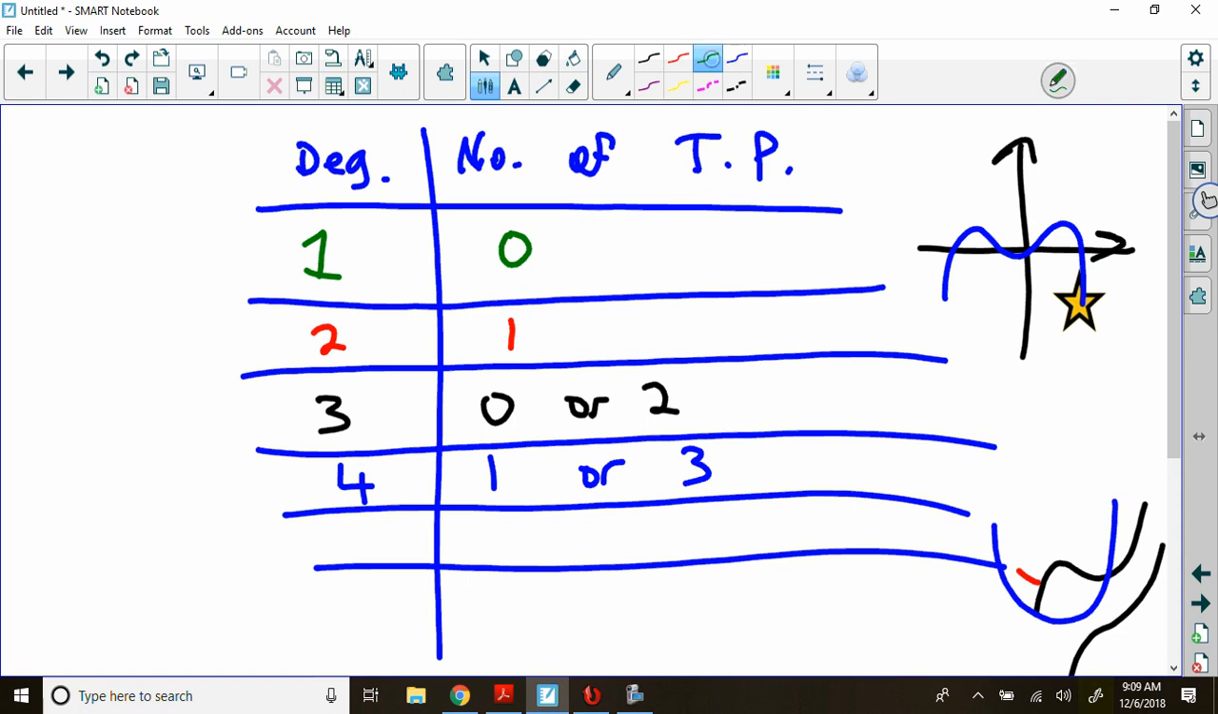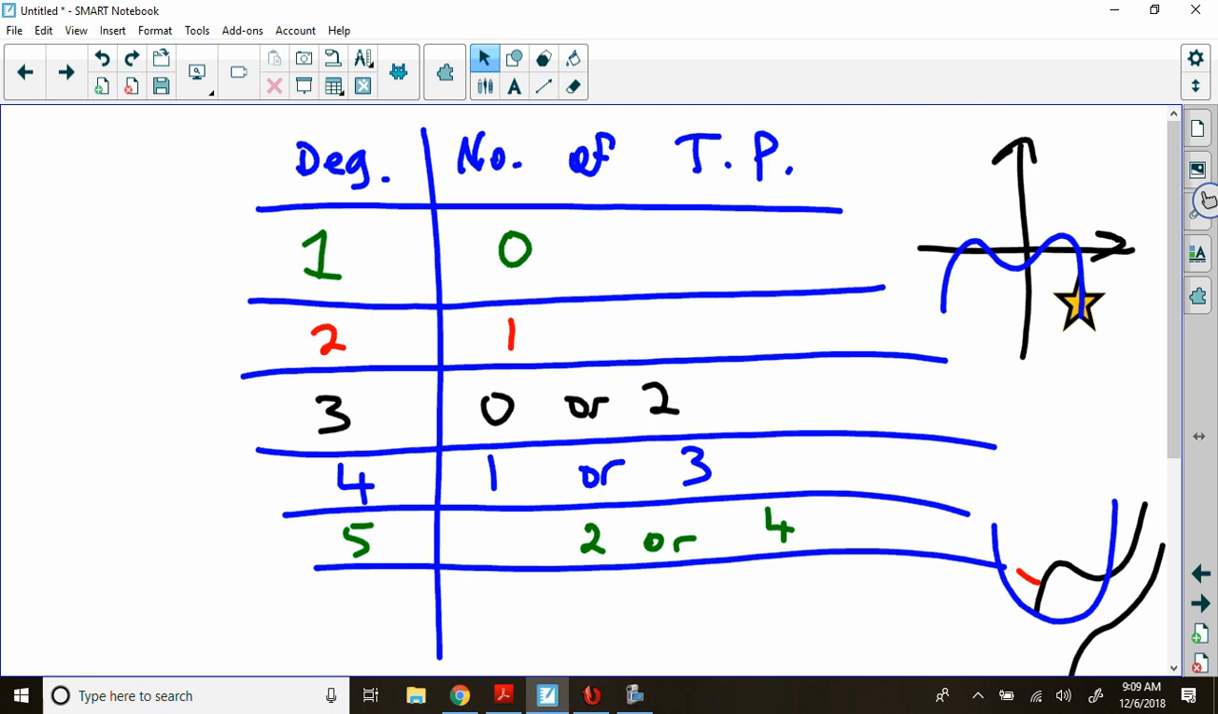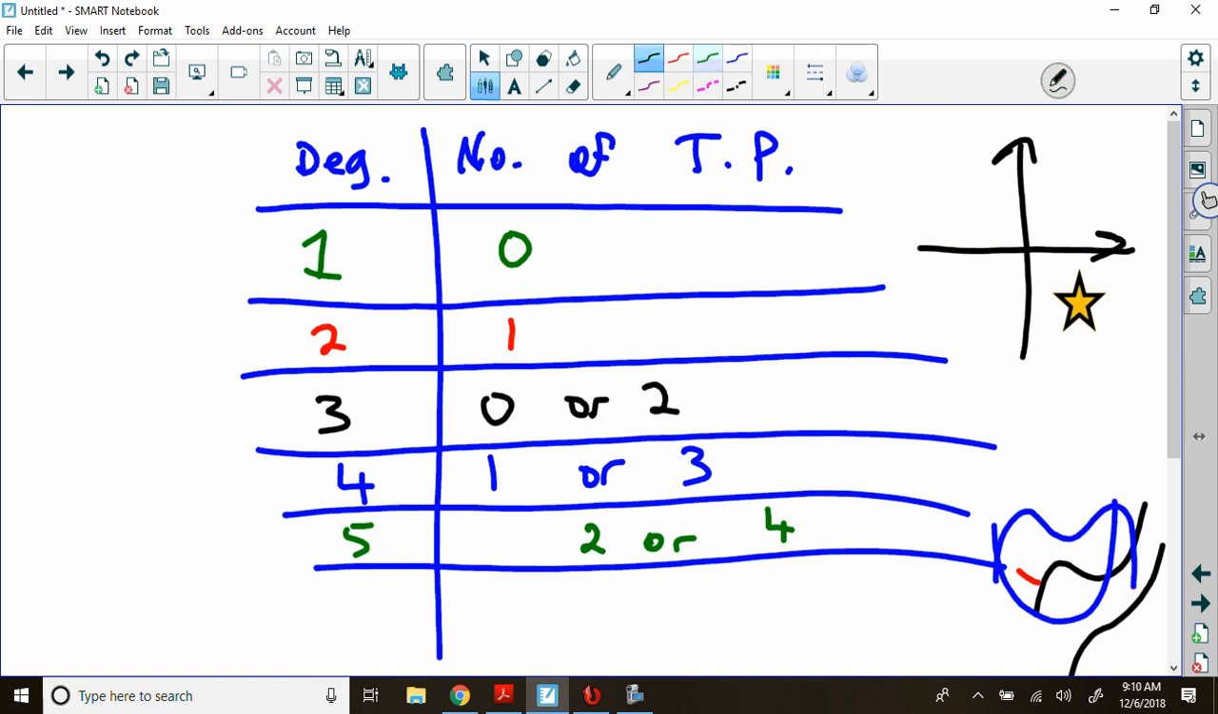Is 5 going to be 2 or 4? That's an excellent question. A fifth degree polynomial could look like this. How many turning points does that have? None.